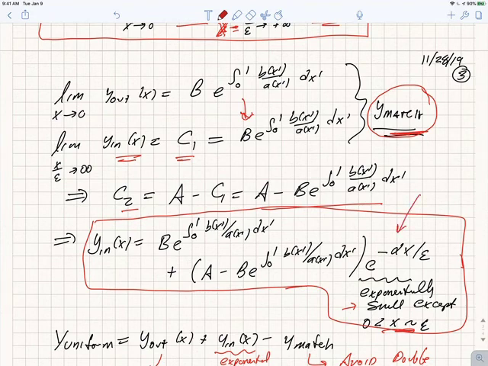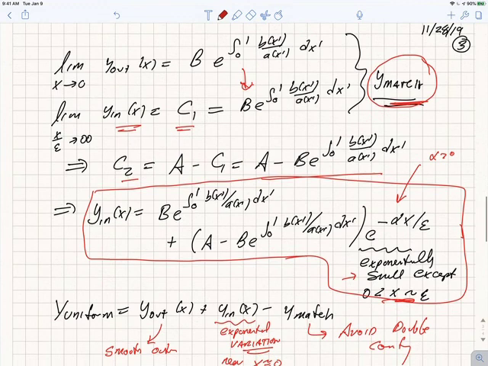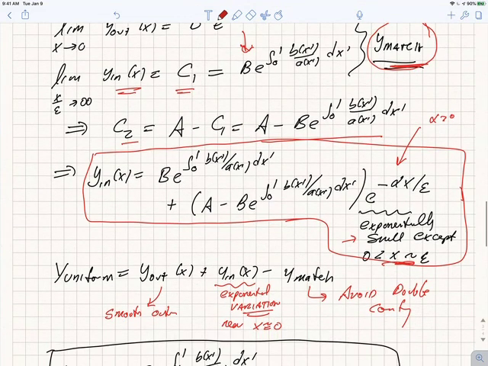And here's the crucial point, right? Alpha was greater than 0. Because of that, the contribution from the boundary layer goes to 0 as x becomes positive. If alpha were less than 0, the reason the boundary layer is on the right-hand side is because that behavior is reversed. With alpha less than 0, instead, the boundary layer is on the left-hand side, the value of the solution in the boundary layer goes to 0 as you go to the left of x equals 1.